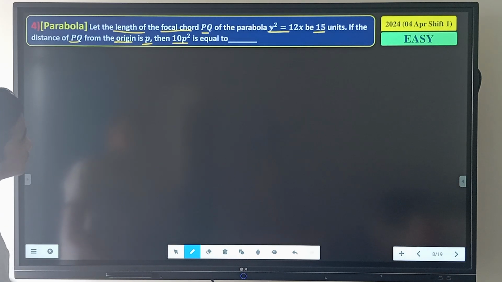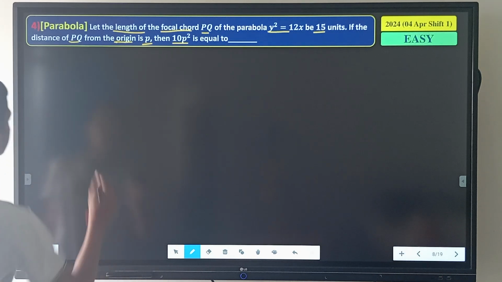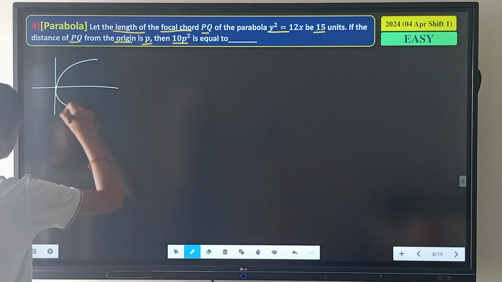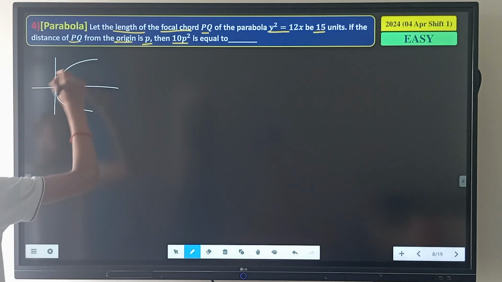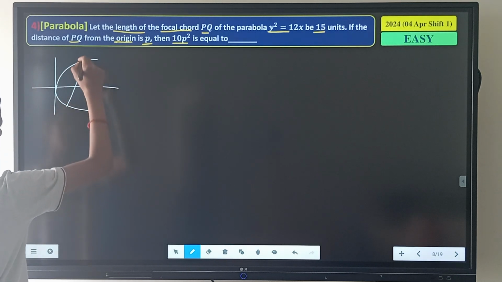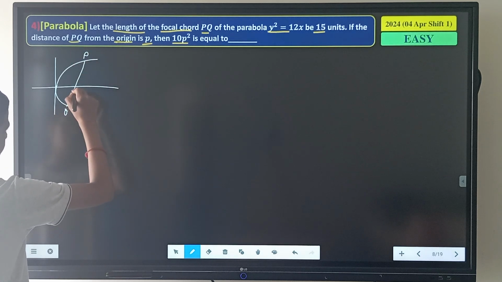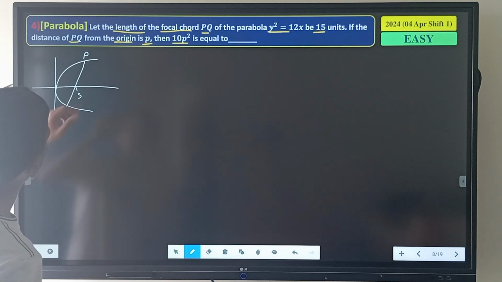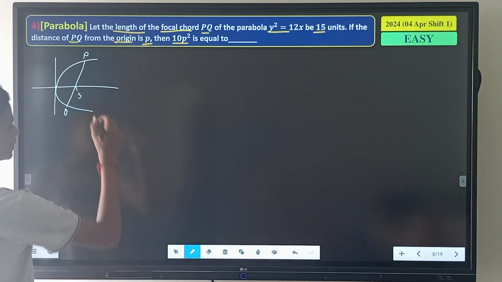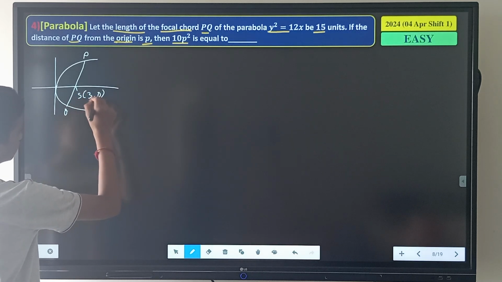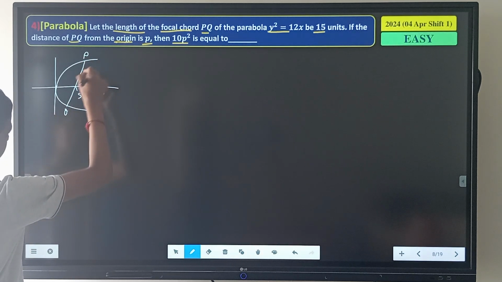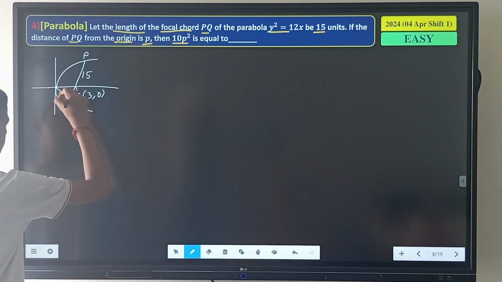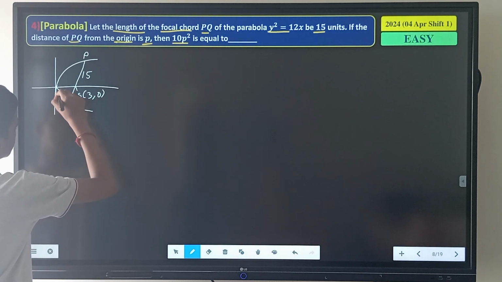Now in this question, first again I will draw the diagram. This is our graph, and this is our focal chord PQ. Now the coordinates of the focus will be (3, 0). Length of the focal chord is 15, and distance of the focal chord from the origin is P.